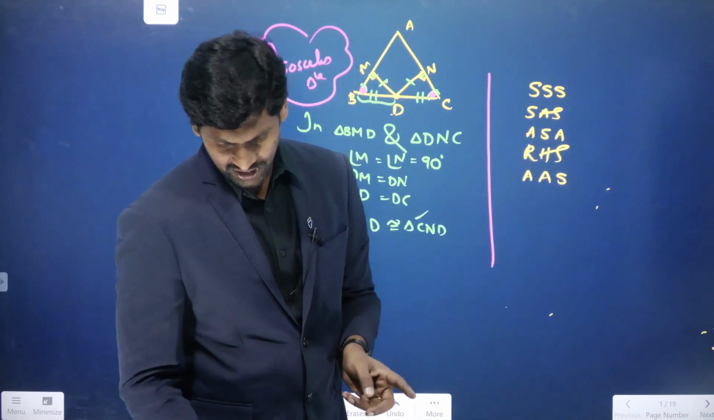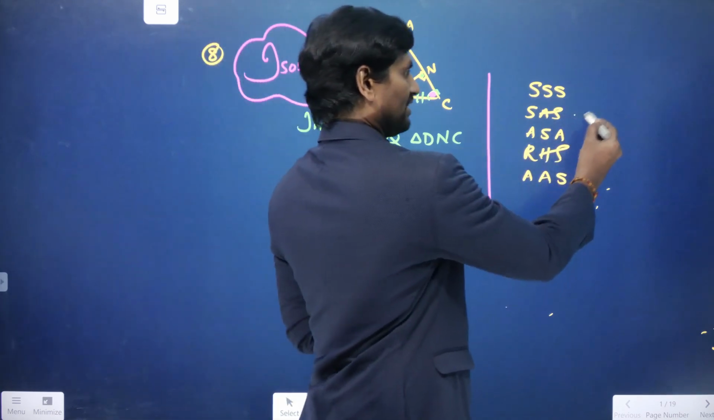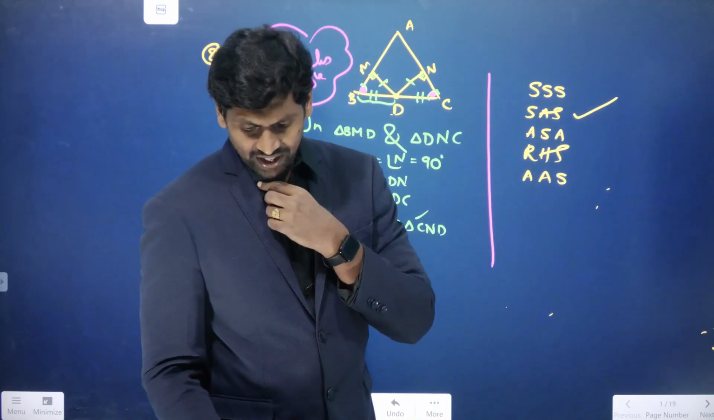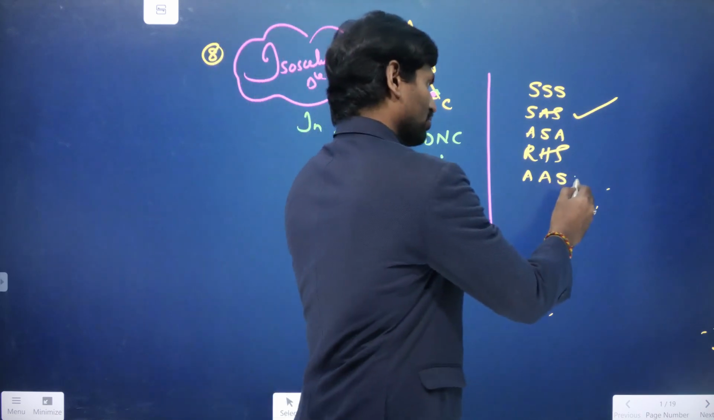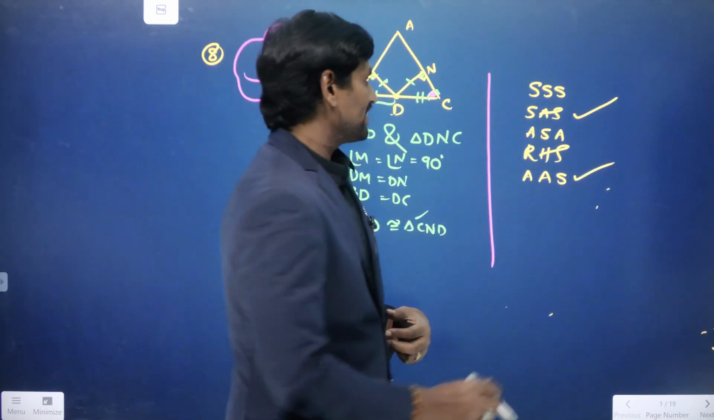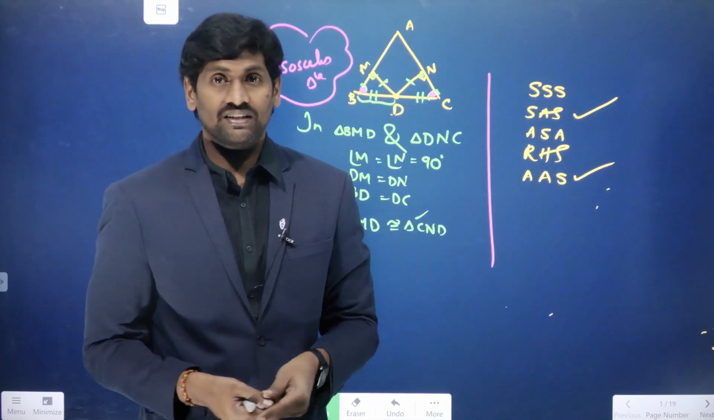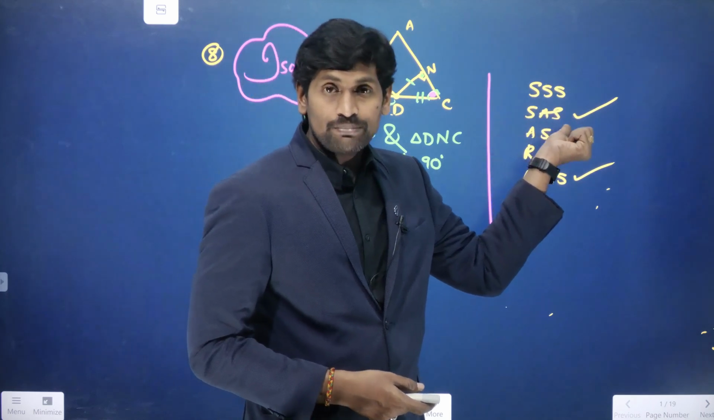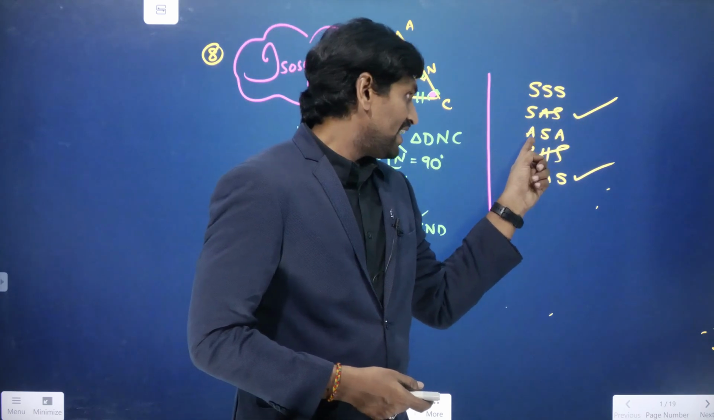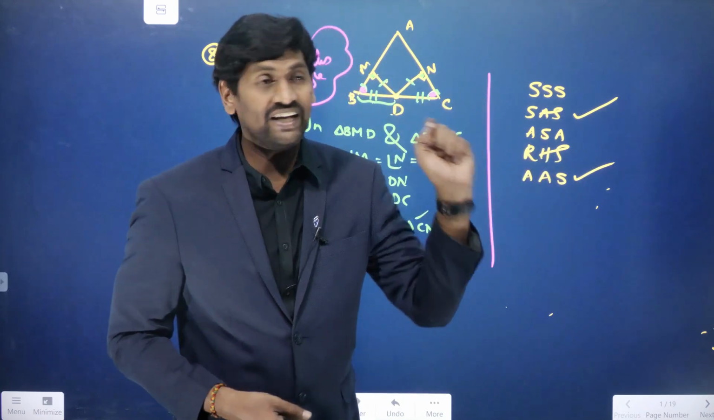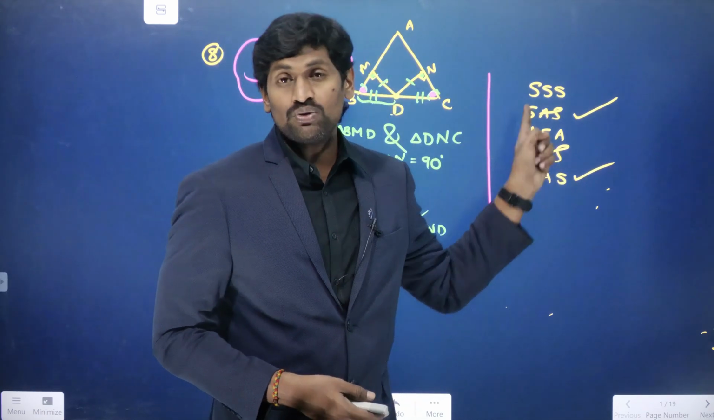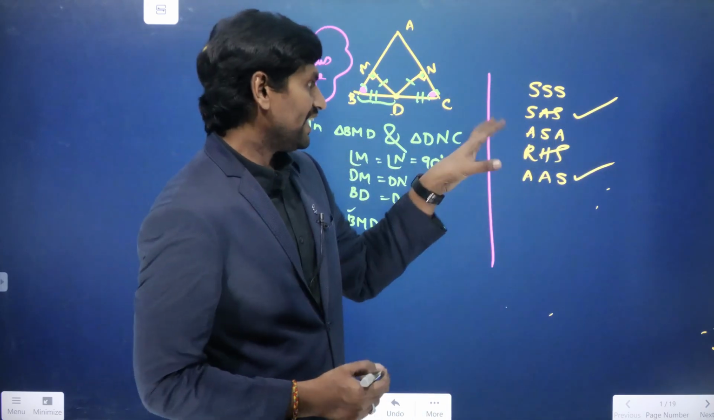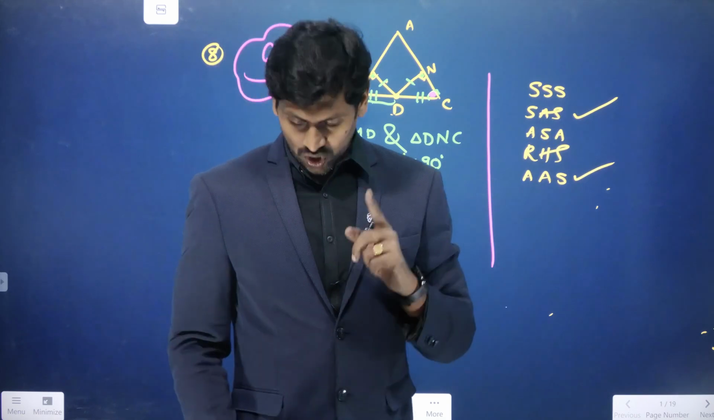So the first option is SAS. Yes, it is a congruence rule. We can take it for two triangles. Next, AAS. Yeah, that also is a congruence rule. SSA. SSA is not there. We have only the order SSS, SAS, which must include the angle between them. ASA, where S is the included side. RHS, right angle, hypotenuse and one of the sides. And AAS, two angles and any side we can take. But the SSA criterion is not there. So our option is 3.